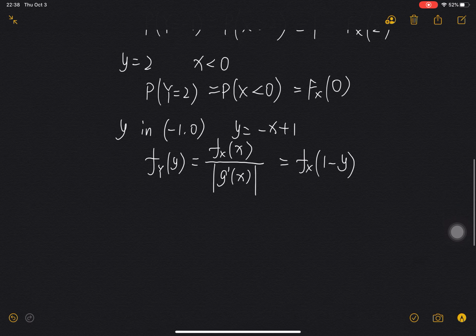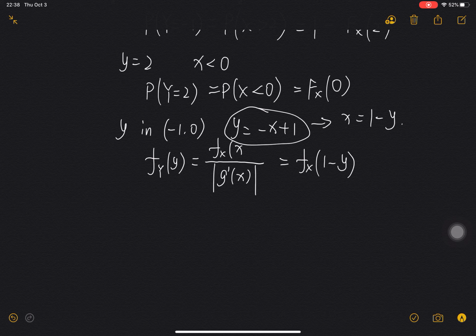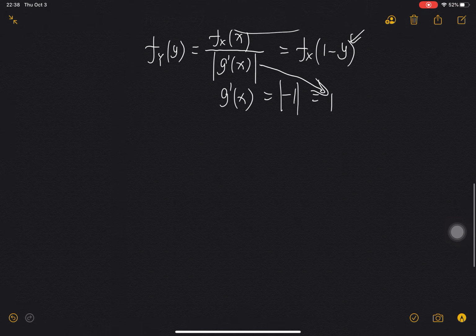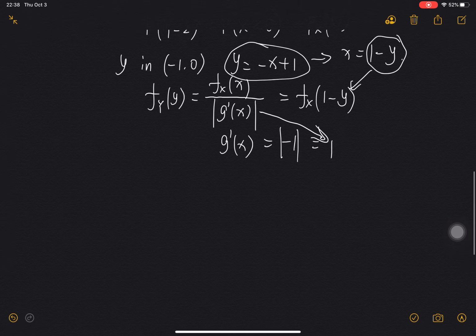Okay, and we can take, because from this equation we know that x equals 1 minus y. So we just take 1 minus y to replace x in this function. Okay. And because right here the derivative of g(x) is minus 1, with the absolute value, we know that this part is 1.